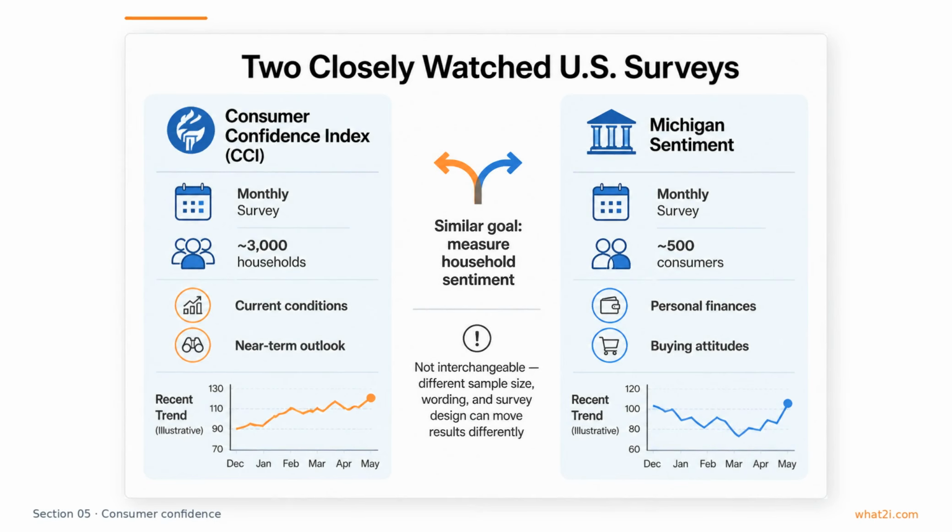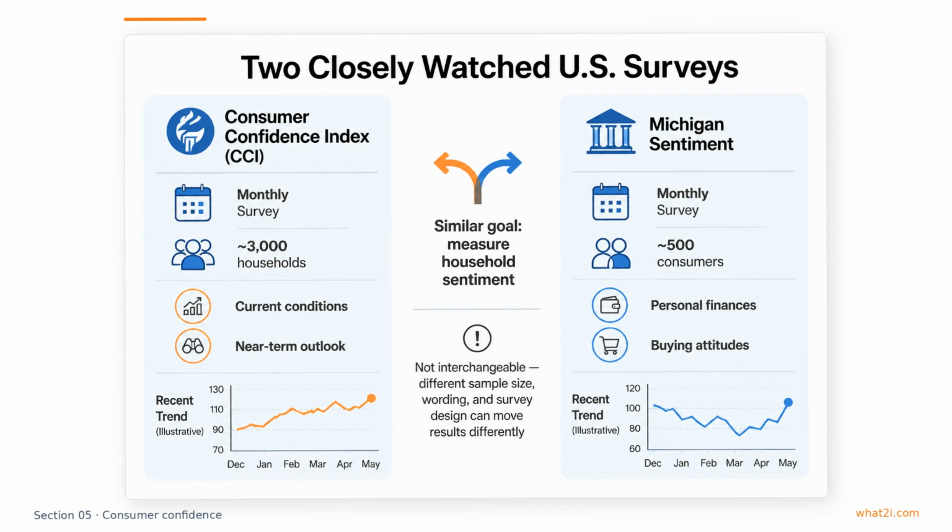In the United States, two consumer sentiment surveys are watched especially closely. The Consumer Confidence Index from the Conference Board is released monthly and surveys roughly 3,000 households. The University of Michigan Sentiment Survey also comes out regularly, but with a smaller sample of around 500 consumers. Both aim to capture how households see current conditions and the outlook ahead, but they are not identical. The Michigan survey tends to emphasize personal finances and buying attitudes more directly. Because the sample sizes, question wording, and methodology differ, the two measures can move differently in the same month.